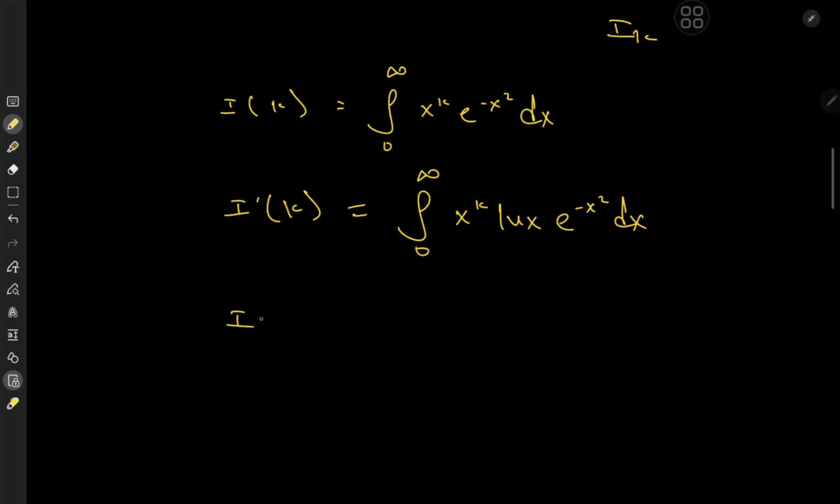So that means if I differentiate k number of times, that's when I get the integral from 0 to infinity of x to the k times log to the k of x times e to the minus x squared dx. Okay, cool.